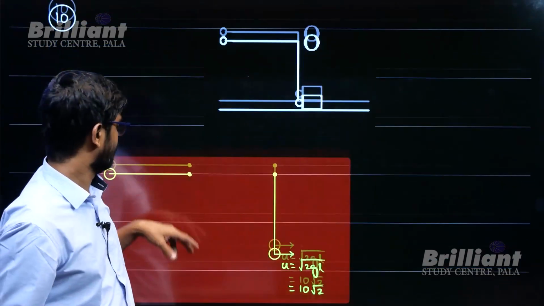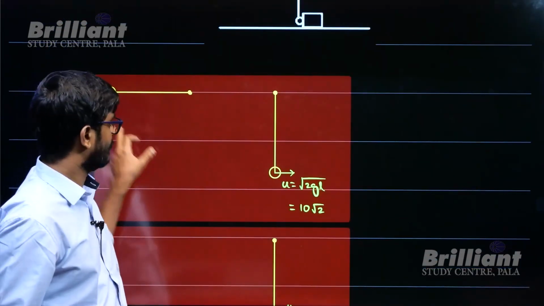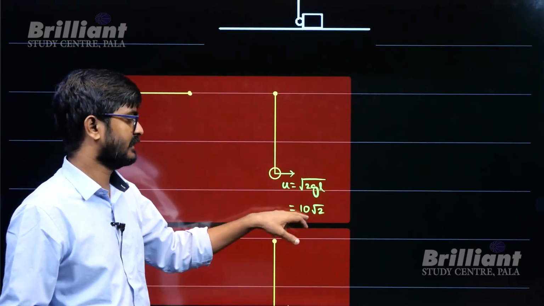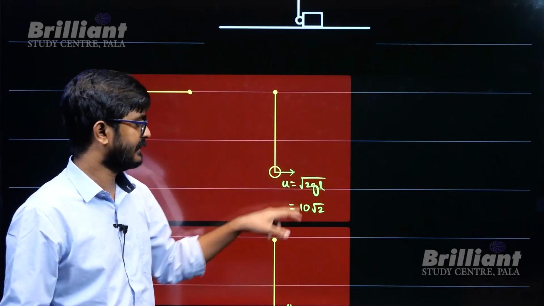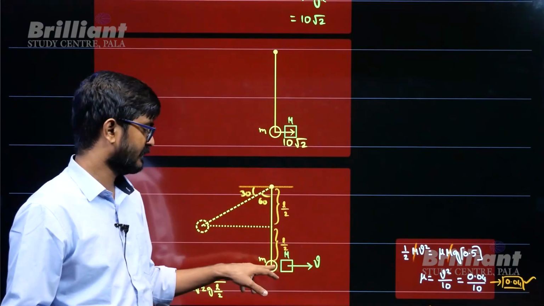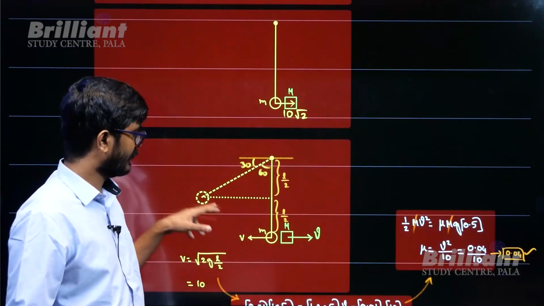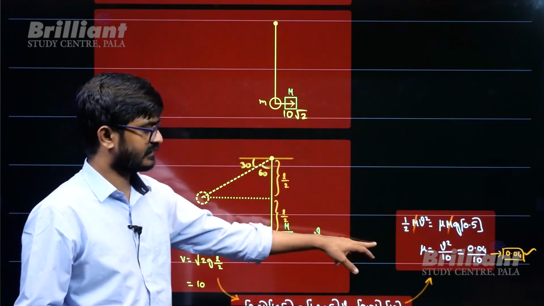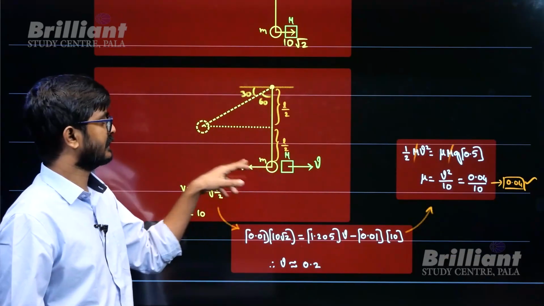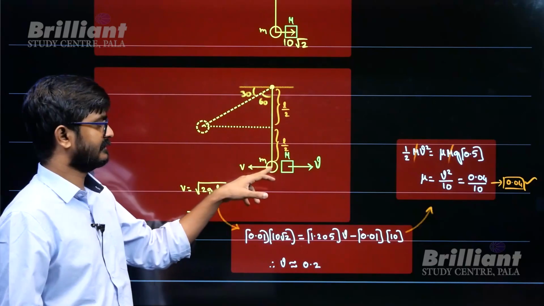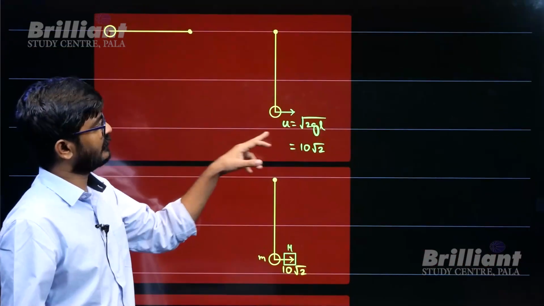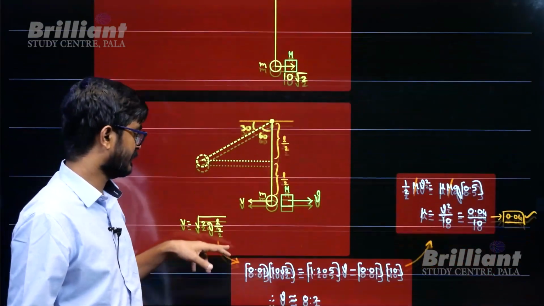You are releasing it here, so it will come here with speed. Now I can use energy conservation and I can get the speed as root of 2gL, which will be 10 root 2. Now this is hitting the block. After hitting, the block will have some speed and the ball will have some speed. Now this is going and stopping here, and the block is going and stopping somewhere. Now this kinetic energy is getting converted as potential energy. I can use energy conservation and I can get this speed as root of 2gL by 2, which is 10. So before hitting, the speed was 10 root 2. After hitting, the speed became 10.